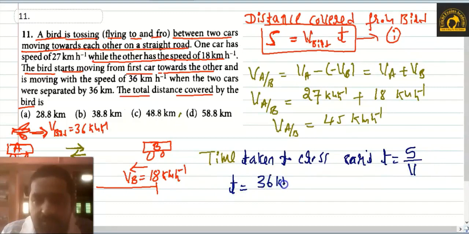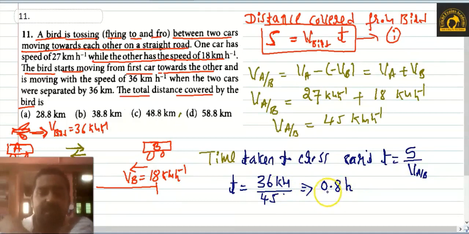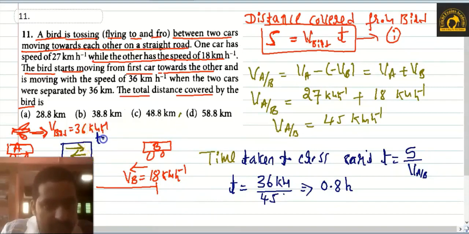36 kilometers divided by the velocity of A with respect to B, which is equal to 45 kilometers per hour. So we get the answer: 36 divided by 45 is 0.8 hour. So the time to cross A and B is 0.8 hour.